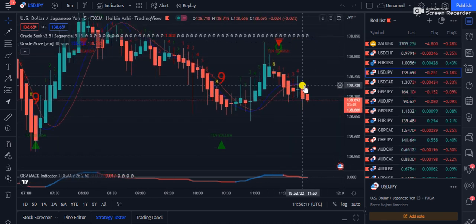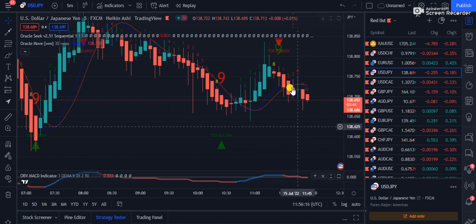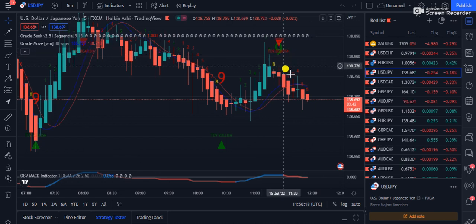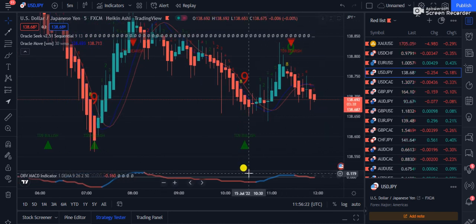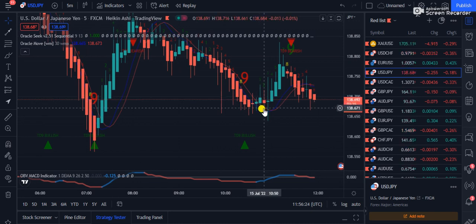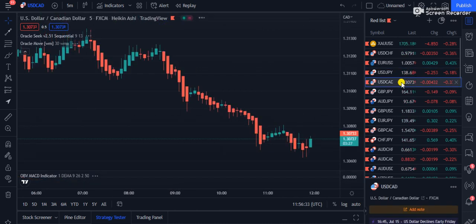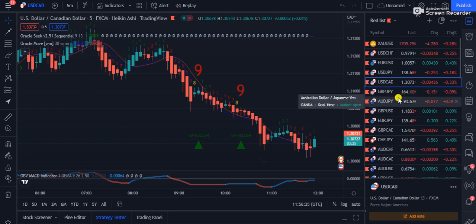Here the red crosses the blue one, the MACD is also red, and you can see the top bearish sign was also here. So this is your entry. And if we talk about the top bullish, you can see the bullish candles appeared, the crossover happened, and the blue signs from the OBV MACD indicator. So guys, this strategy is very powerful. It's very good for the 5-minute scalping time frame.